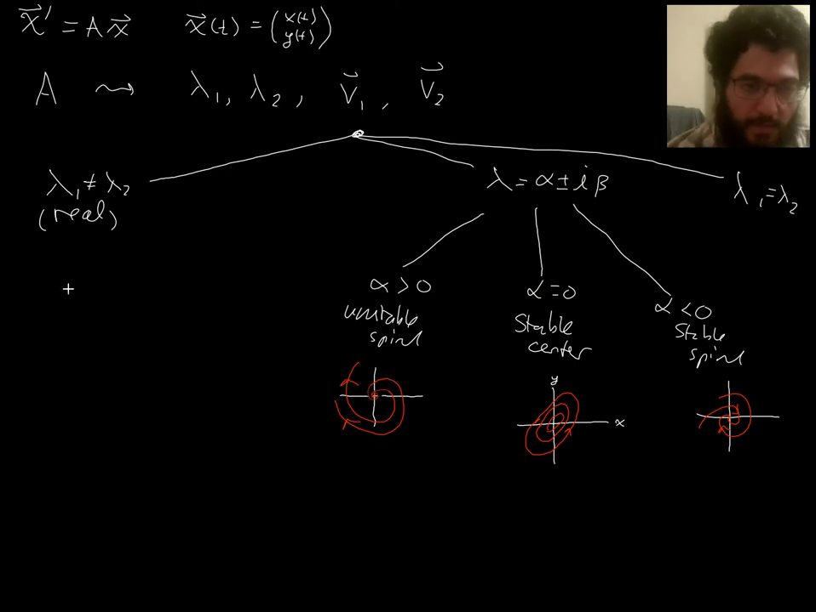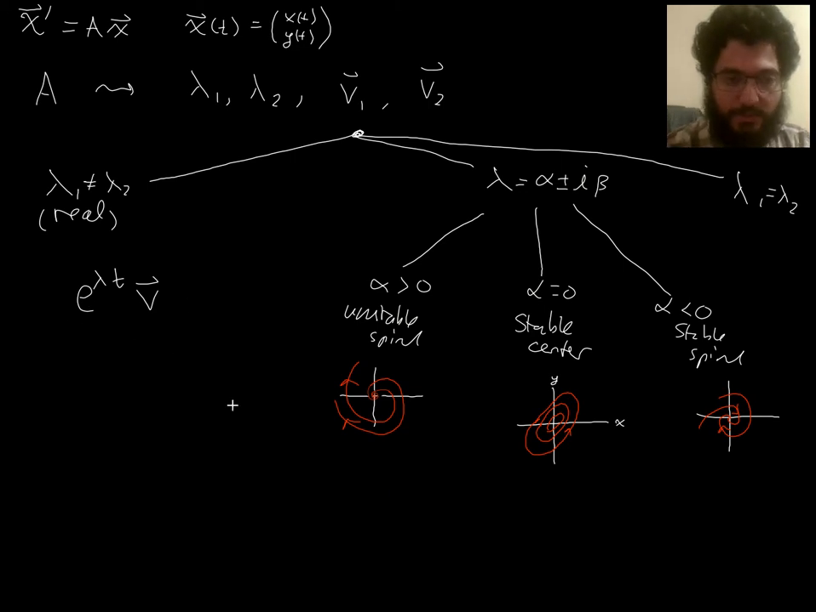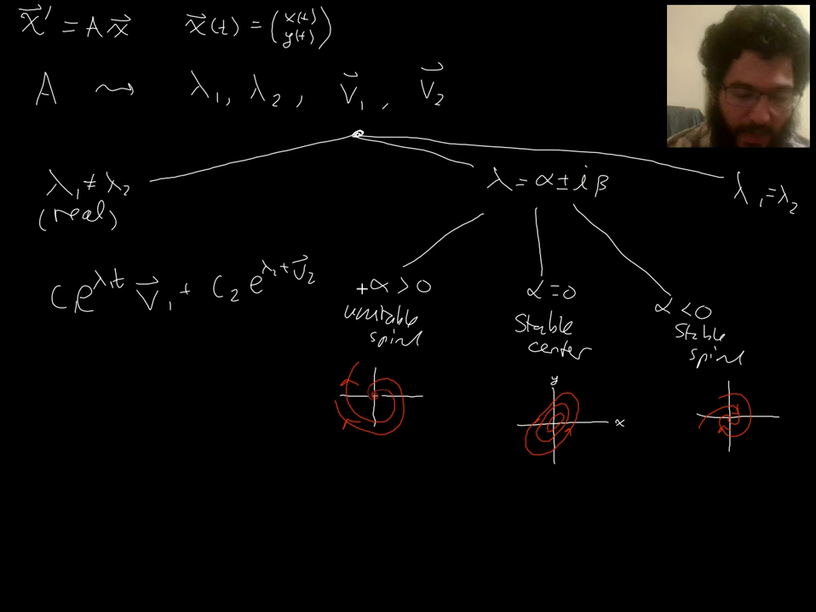So as before, your solutions are going to be like e to the lambda 1 t times an eigenvector, right? e to the lambda 1 t v1, e to the lambda 2 t v2, these are what your solutions look like. And okay, maybe I should put the numbers, because your general solution looks like c1 e to the lambda 1 t v1 plus c2 e to the lambda 2 t v2, like that, right?